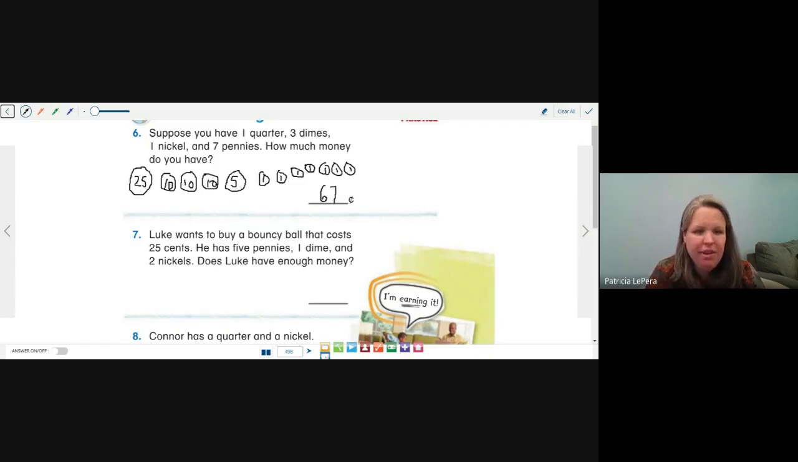All right, number 7. Luke wants to buy a bouncy ball that costs 25 cents. He has 5 pennies, 1 dime, and 2 nickels. Does Luke have enough money? So let me draw that, okay? I noticed right away that the coins are not in order for the greatest value to the least value. So when I draw them, I'm going to change that, okay? So it says he has 5 pennies, 1 dime, and 2 nickels.